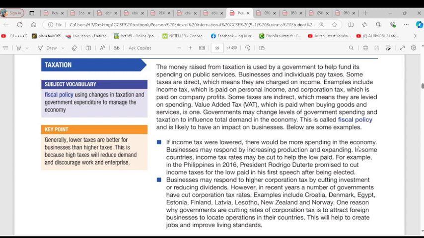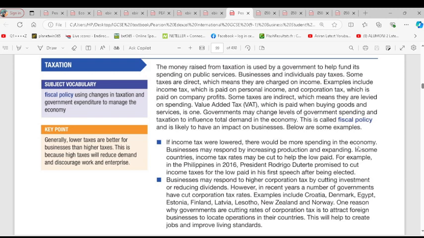Like my tickets when I was traveling, I have to pay VAT on it. So that is an indirect tax. But taxes I pay from my salary is a direct tax. Taxes businesses pay for the profits they make is a direct tax. Is it clear? Is it clear, please? Yes.